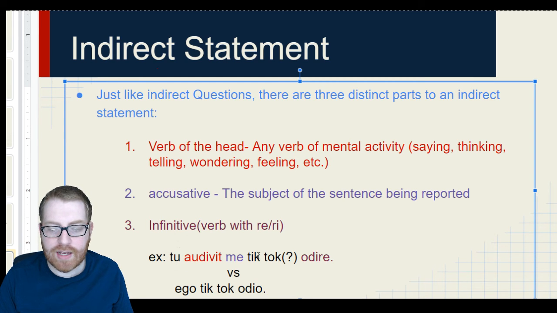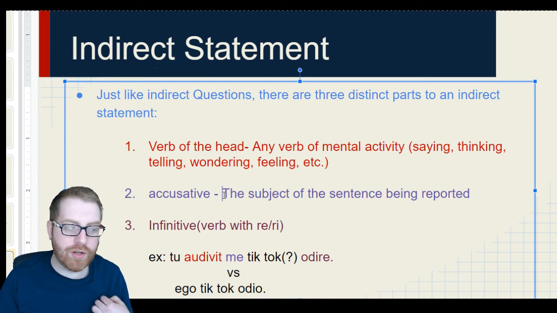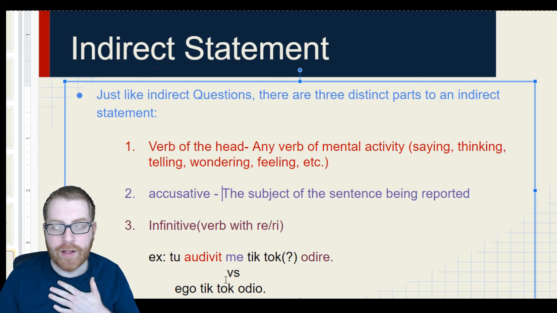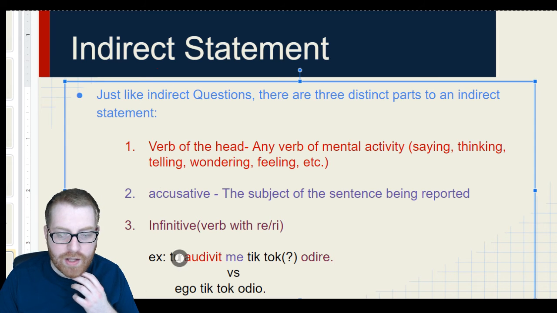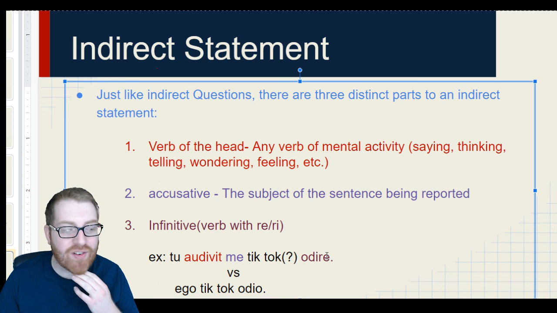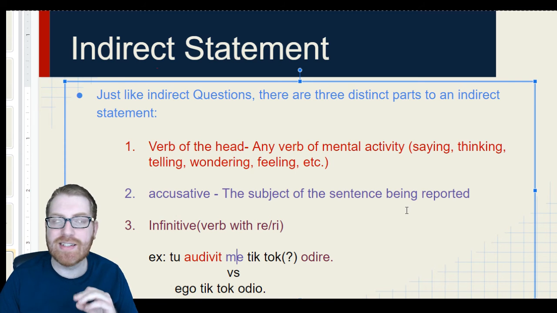Tu audivit me TikTok odisse. Audivit, that's our verb of the head. It means to hear. It's a mental activity. Me is the accusative of ego. Usually when you say I, we use ego. Here in the accusative, it's me. And then our verb to hate is in the infinitive. So when I translate this out, you heard that I hate TikTok. All right? I translate this me as a subject, and odisse is translated like a normal present tense verb.